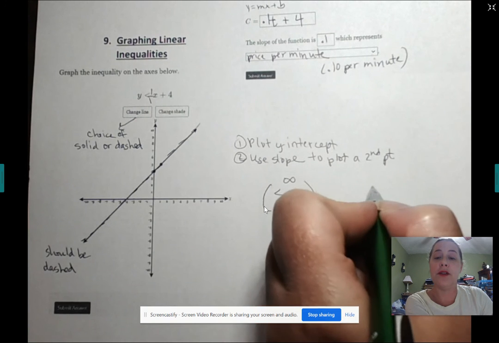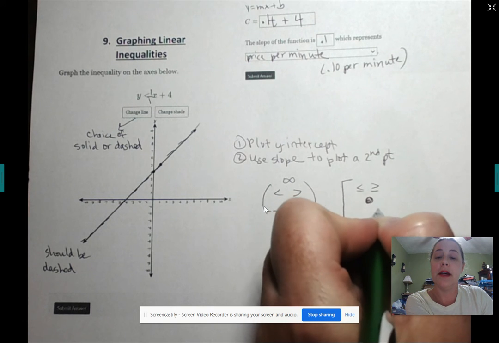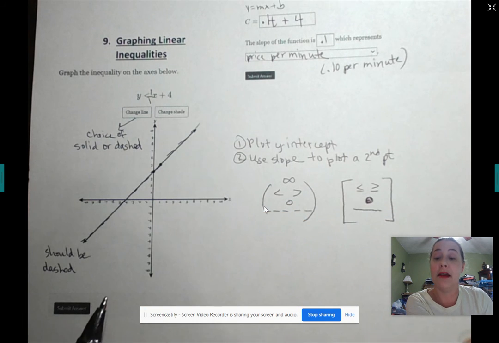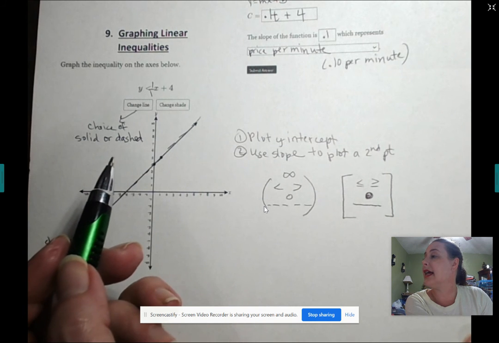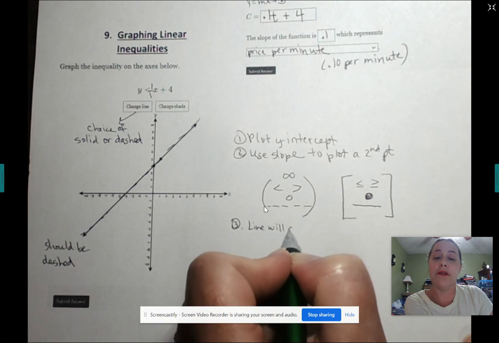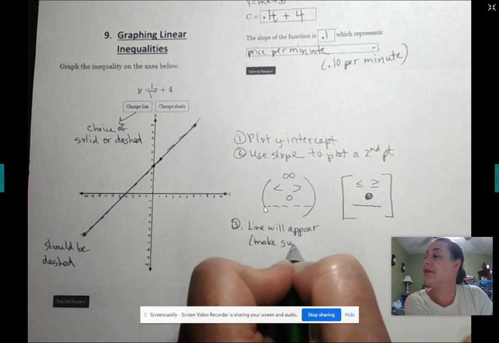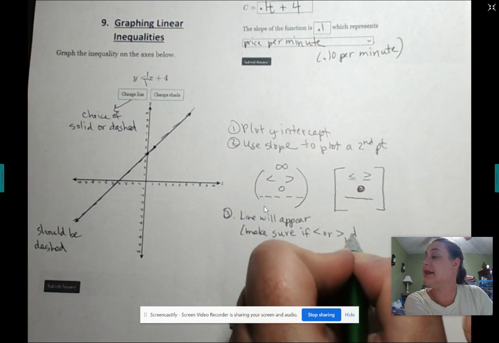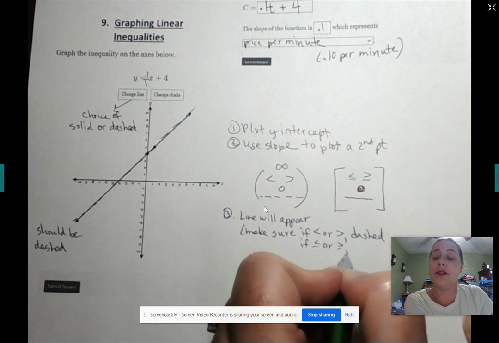And then we also need to decide what direction for the shading to go. Let me remind you of the other organizer. If they have either of those types of inequality signs, it will be a solid line. Okay, and so if we look at this, it is a less than. Let me just remind you that line will appear after the second point is plotted. Make sure if it's either of these, it should be dashed. If it's either of these, it should be solid.